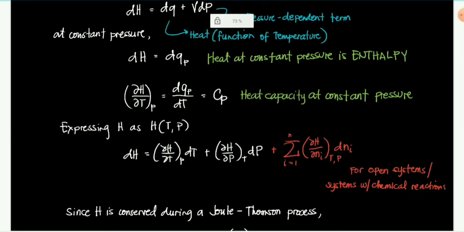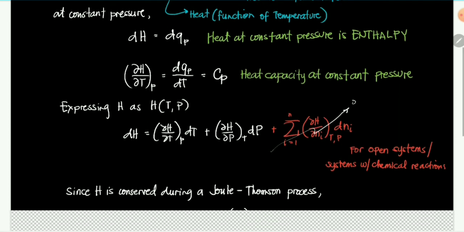We can also express enthalpy as a total differential. So enthalpy is the partial of H with respect to temperature at constant pressure, dT, plus the partial of H with respect to pressure at constant temperature, dP. We will only add another term if the system is reacting, or there are chemical reactions happening in the system, or if the system is open, meaning there is exchange of matter between the system and surroundings. So wala naman ito, okay, since this is a closed system.